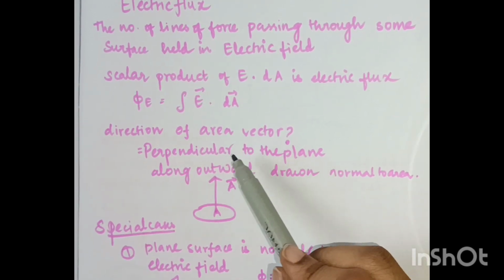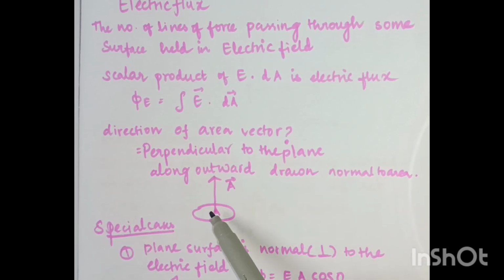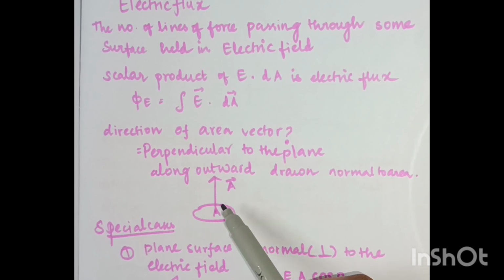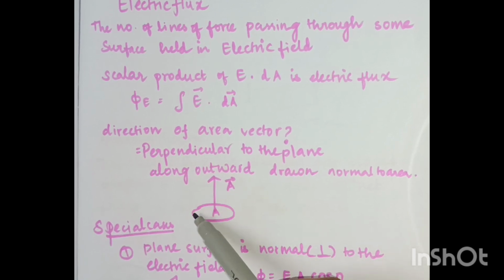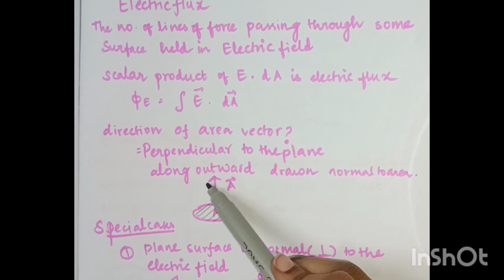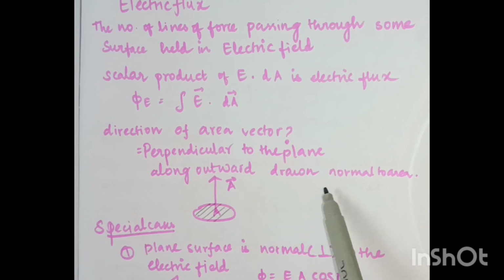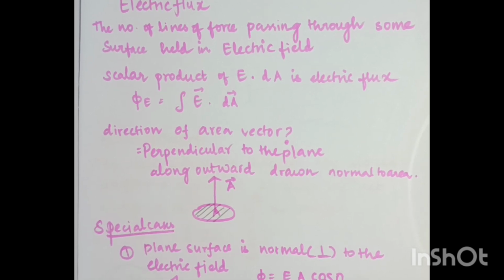What is the direction of the area vector? It is perpendicular to the plane, along outward, drawn normal to the area. Suppose this is the area, like a disc lying on the surface of a floor or something. Then what will be the direction of its area vector? It is perpendicular to the plane, and it is along the outward direction. Yes, it is drawn normal to the area. That is the direction of the area vector. Not only for this case, for any case, the area vector will be perpendicular to the plane and outwards.